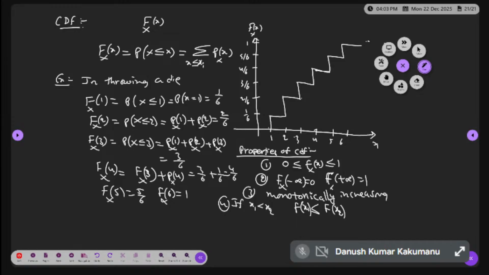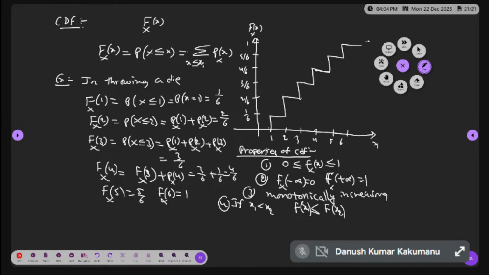What is the next function? PDF. All 3 functions are very important. Write down PDF. What is the name of this graph? Staircase, a group of steps. Escalator, group of steps, staircase. Any confusion in this? Please clear it. All of you understood.